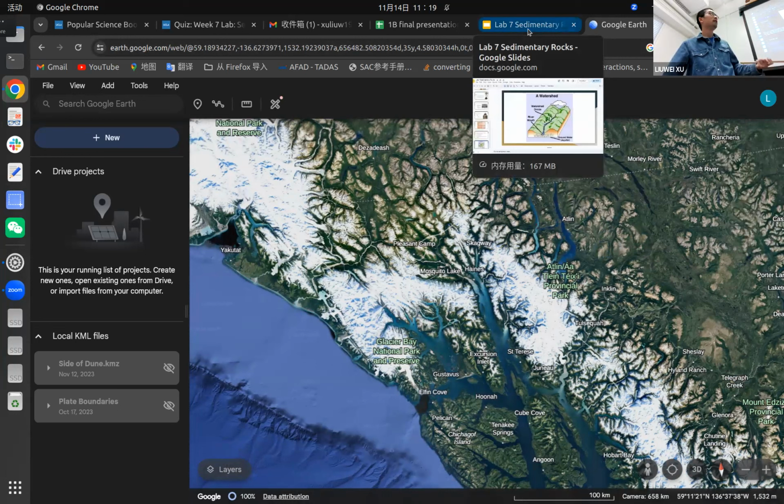Yeah, so if you need any help about the sedimentary rock or the sandbox, just raise your hand and I will come to help you.